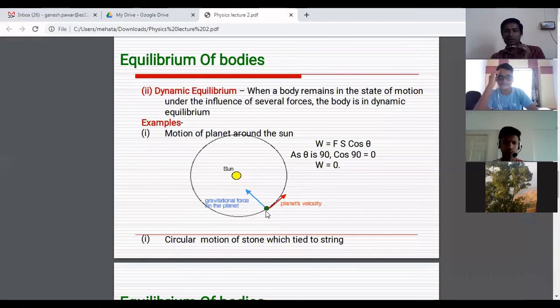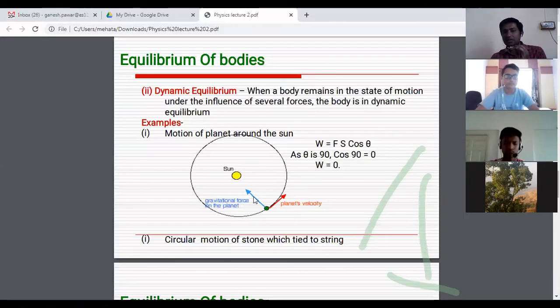So this is the planet over here, and here is the Sun. Every time you can see that because of the gravity of the Sun, the planet is pulled inside. And because of this gravitational force, the planets are able to revolve in a circular orbit. Without this gravitational force, no planet will be able to move in a circular orbit.